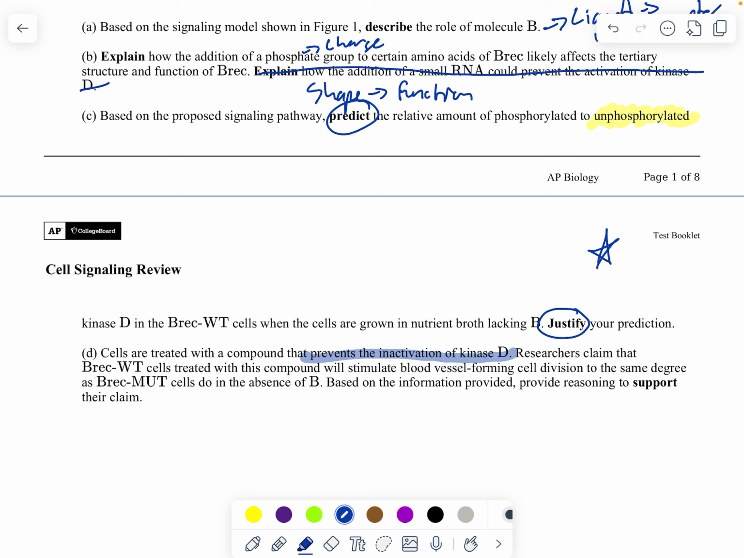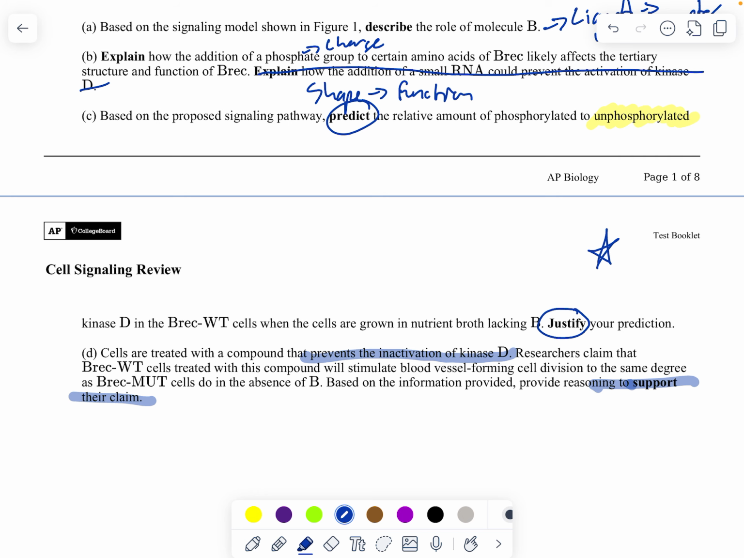Researchers claim that Breck wild-type cells treated with this compound will stimulate blood vessel-forming cell division to the same degree as Breck mutant cells do in the absence of B. Based on the information provided, provide reasoning to support their claim.